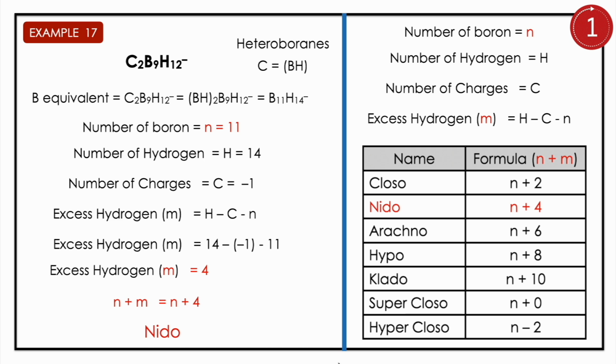So the compound becomes a normal borane. We will find the excess of hydrogen, which is H minus C minus N. So the number of borons is N here, which is 11. The number of hydrogens is H here, which is 14. The charge is minus 1 here, so C is minus 1. If you substitute in the formula H minus C minus N, 14 minus minus 1 minus 11, which gives 4. So it is an N plus 4 system. If you look at the table, it is the nido structure. So according to Wade's rule, C2B9H12 minus has nido structure.